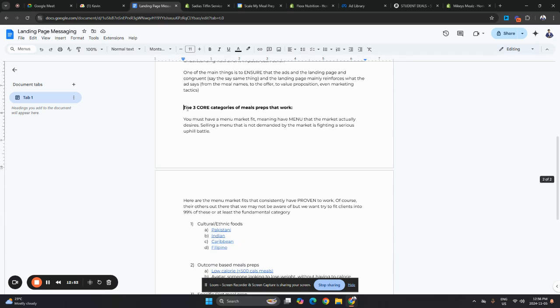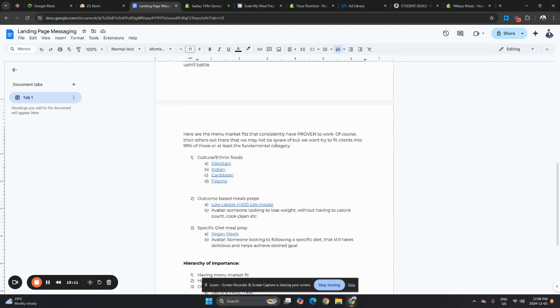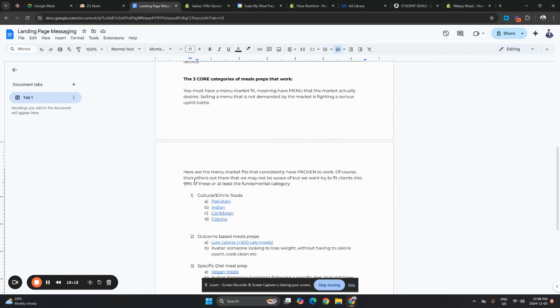Okay. The three categories of meal preps that work: you must first obviously have menu market fit, meaning you have a menu that the market actually desires. Selling a menu that is not demanded by the market is fighting a serious uphill battle. It just does not work. Okay. Here are examples of menus that we've seen work in different categories. Of course, there are going to be others out there that work, but these are the ones that we've seen consistently work.